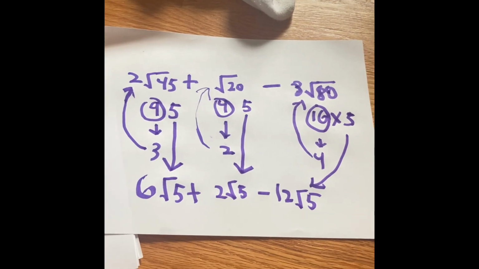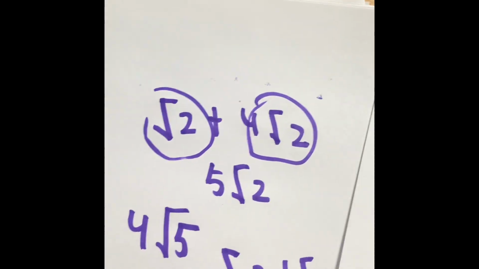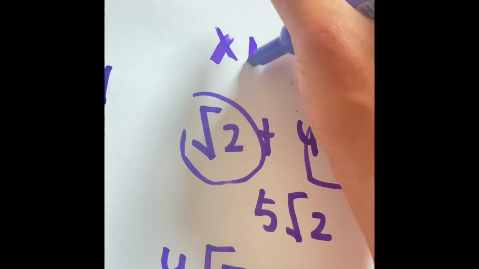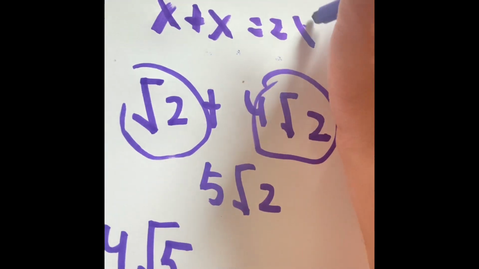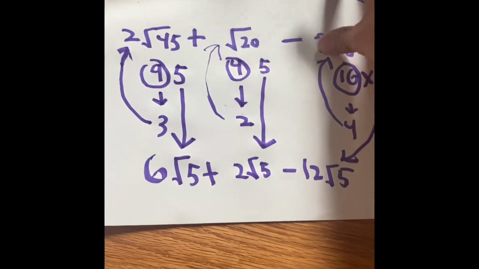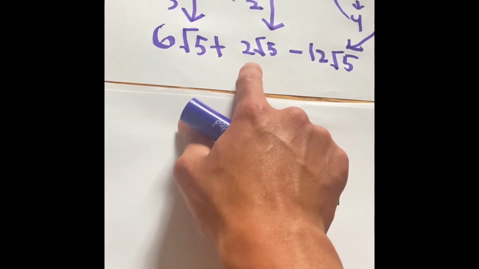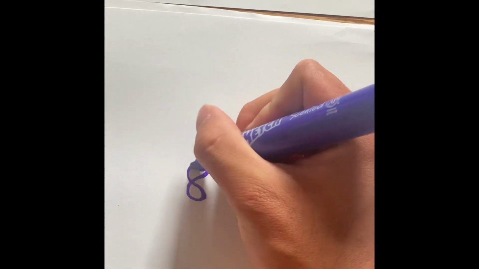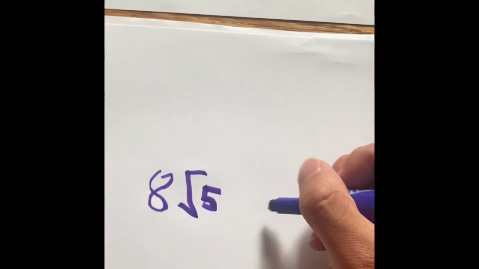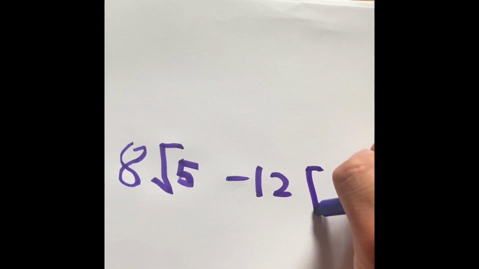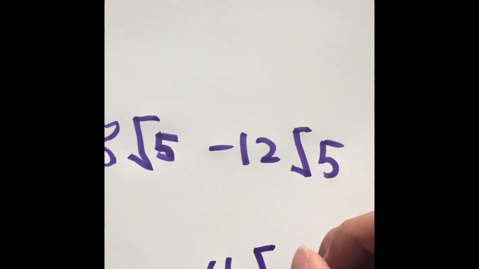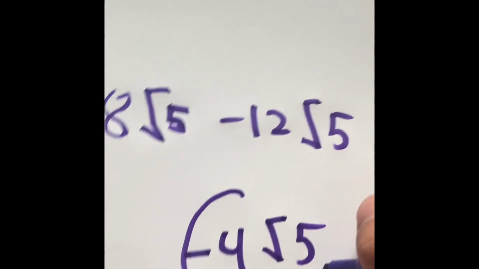Because earlier in the video, didn't we say that when you have 2 of the same radicals, you can add them, like x plus x equals 2x? We can do that with radicals. So now, let's start to actually do the math. 6 plus 2 is going to be 8 square root of 5. Now we have to subtract 12 square root of 5. And 8 minus 12 is -4, and we have the square root of 5. That is going to be our answer.